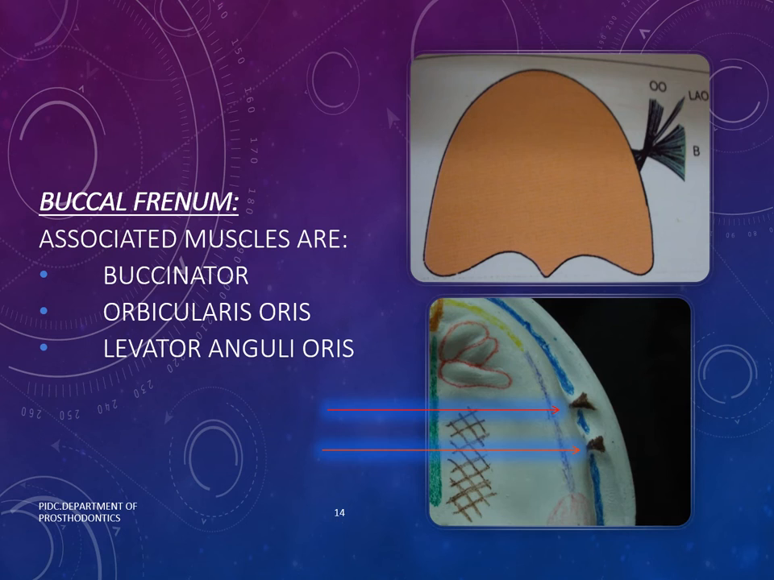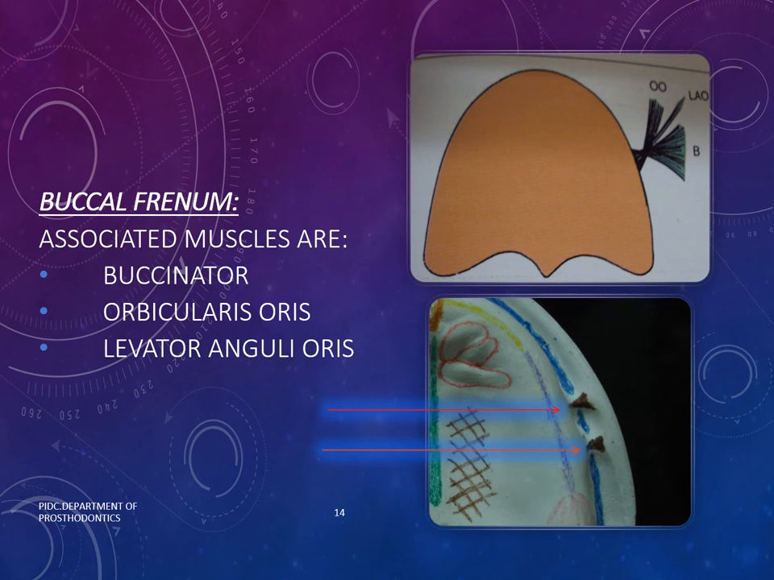So your buccal frenum is mainly associated with these three muscles: your buccinator, orbicularis oris, and levator anguli oris. So these areas also, just like your labial frenum, have to be relieved so that they do not interfere with the denture functioning. If this area is not relieved, when the patient begins to move his jaw or begins to speak, the denture will slowly dislodge from this area and the denture will keep falling.